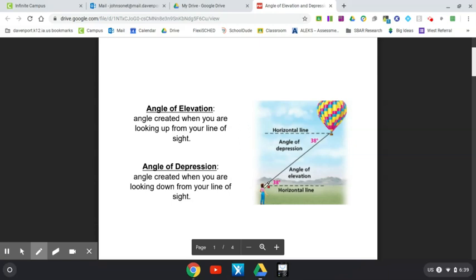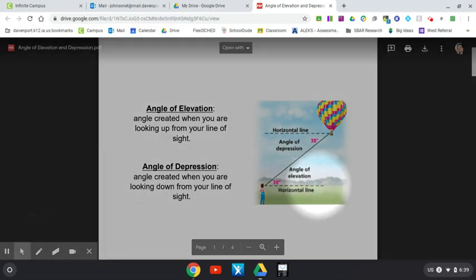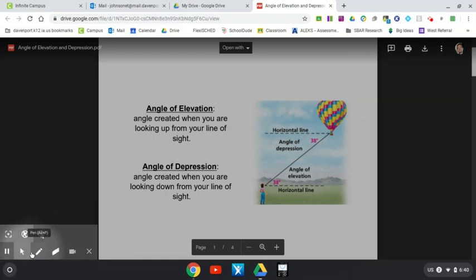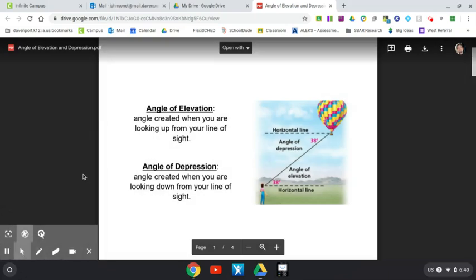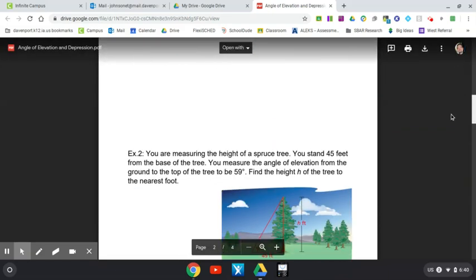Angle of elevation is looking straight out and then up, because you're looking up for elevation. An angle of depression is when you're looking straight out and then down. So we're going to use both of those words to help us figure out how to do these word problems. So let's take a look at one.